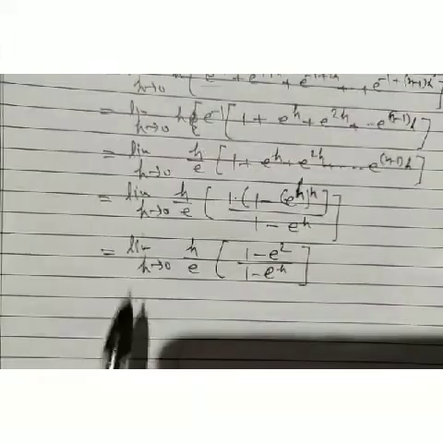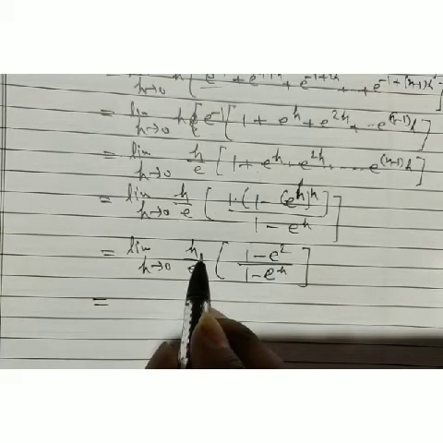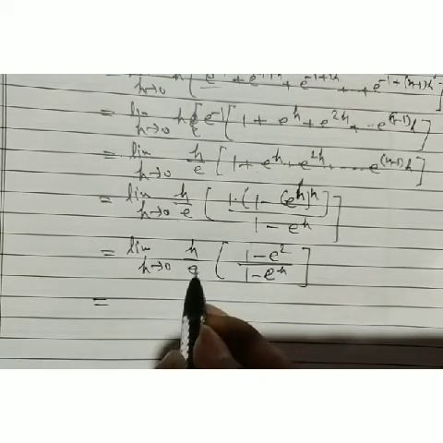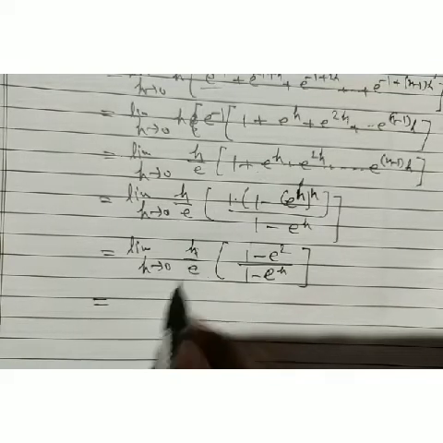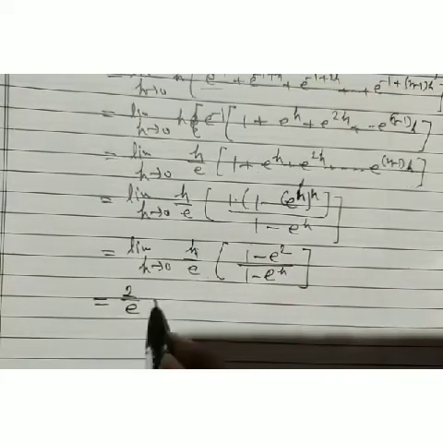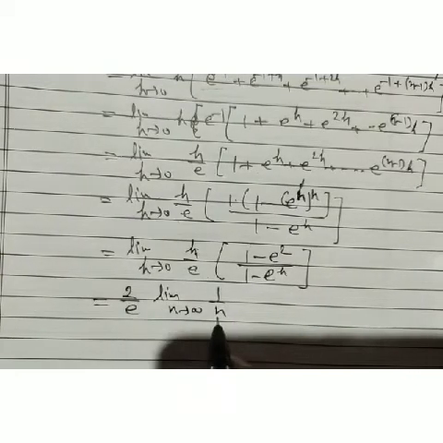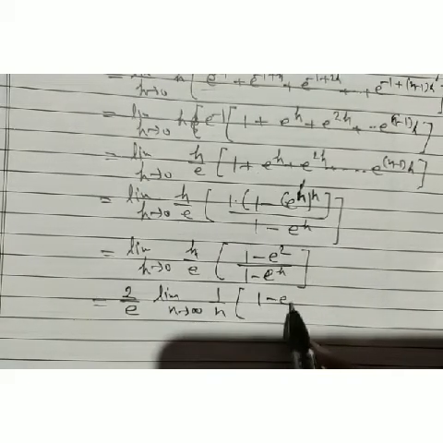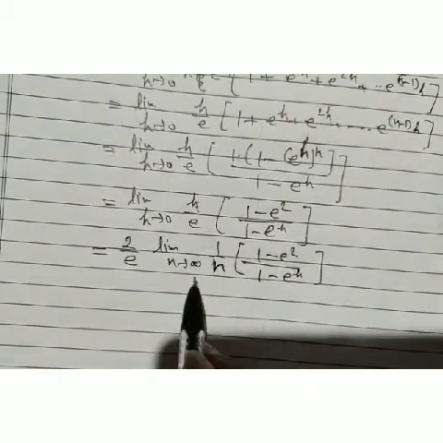Just suppose we change our limit: at the place of h we put 2 by n. Then we take n there, and 2 by e taken outside. Limit n tends to infinity. Here we get 1 by n, 2 by n, we take n because our n tends to infinity. 1 minus e square and 1 minus e to power h. Look, our limit is changed by this.